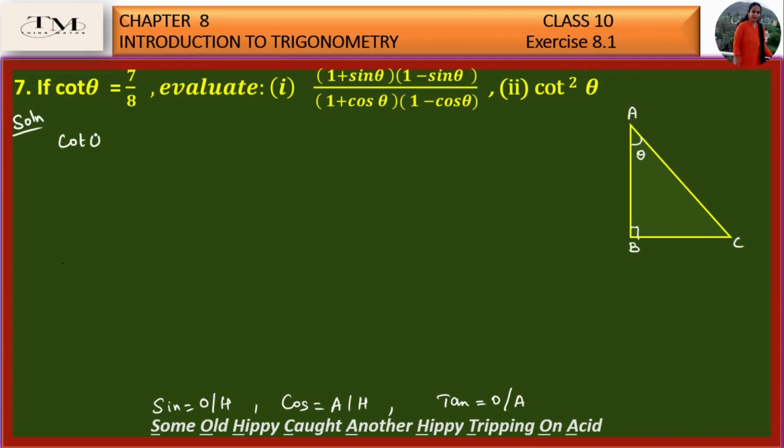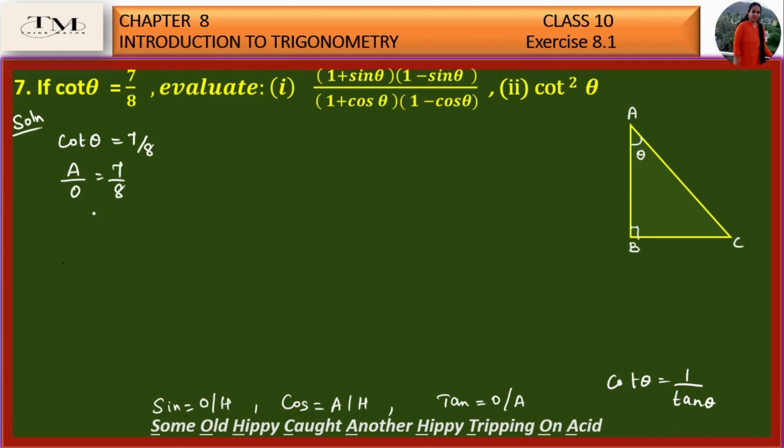Cot theta is equal to 7 by 8. So what is tan theta? It is opposite by adjacent. Cot theta is equal to 1 by tan theta, so cot theta is nothing but A divided by O. So adjacent by opposite side is equal to 7 by 8.